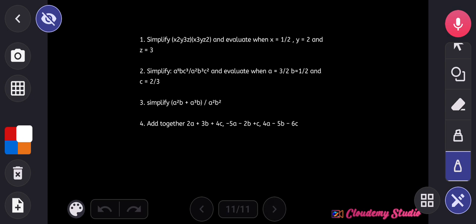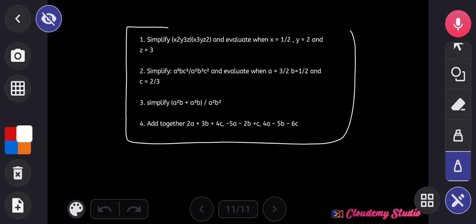And that is actually the basic introduction to the basic operation in algebra. So these are the practice questions that you can actually work on by yourself. And if you actually work on this, you can drop the answer in the comment section.